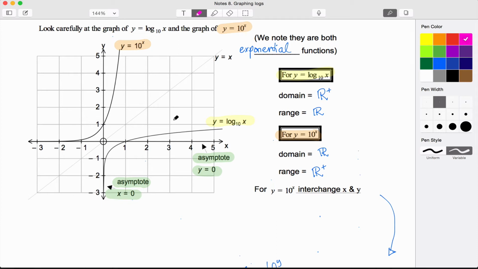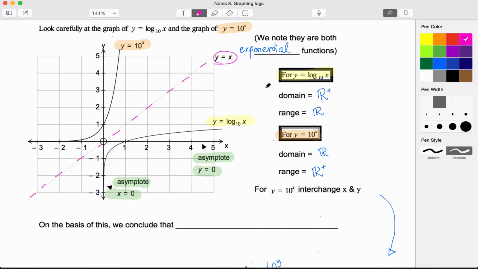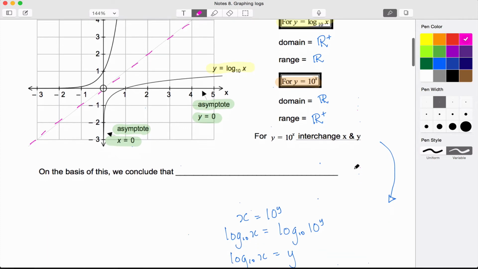Now, I have drawn in this line for you here. It might not come up on your printout, but it is there. That's why we've got y equals x written. And you can see that these two are mirror reflections of each other about the line y equals x. So that is correct, they are inverses of each other.